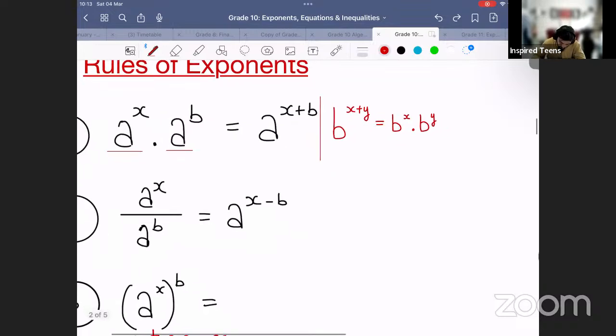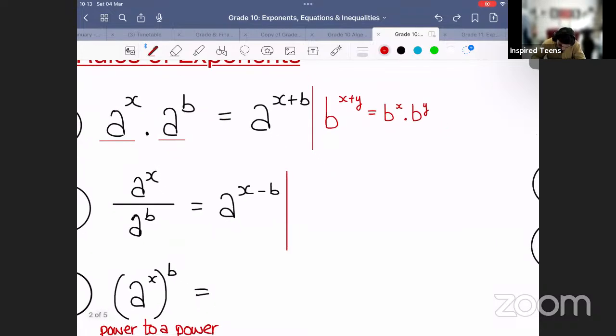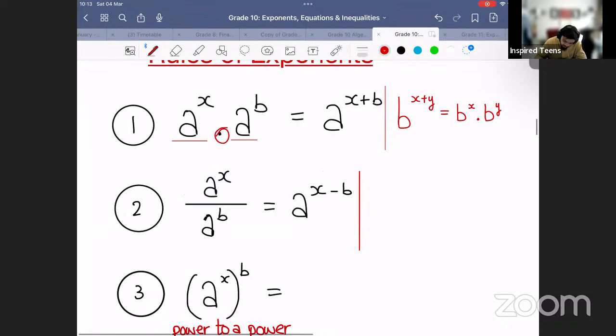Okay, then we have this one, which is instead of multiplication of same bases, we have division of same bases. So we have a to the power of x divided by a to the power of b. So same bases in division, then I can subtract my exponents.